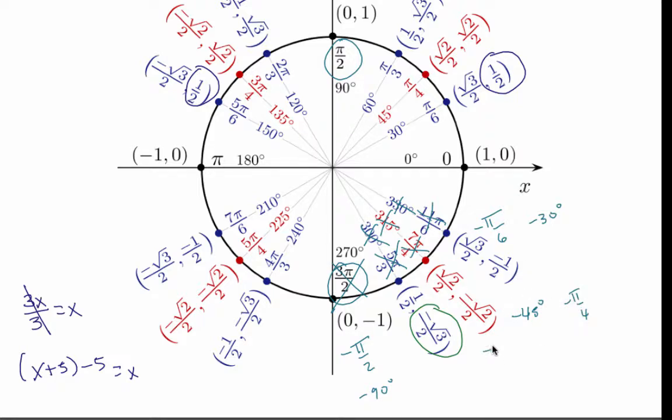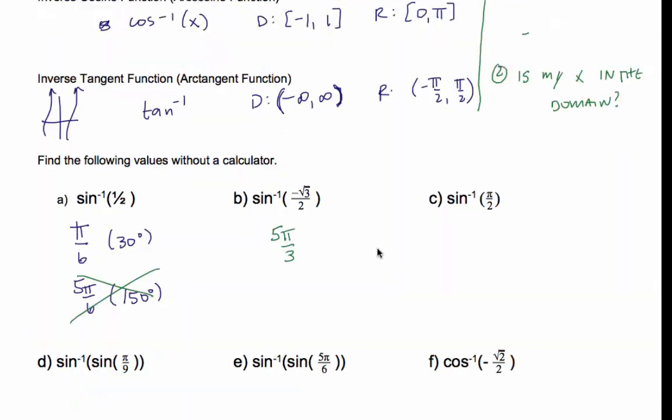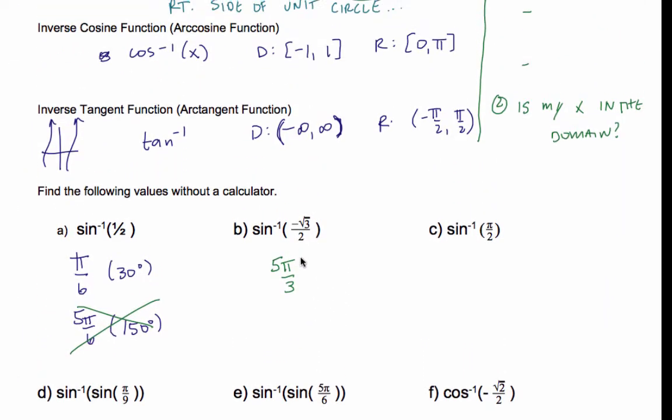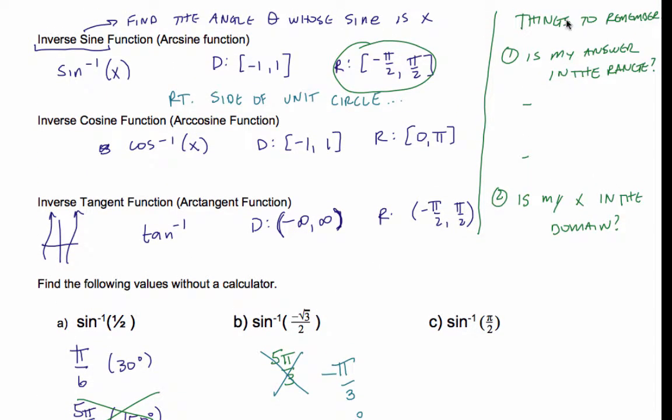And so, yes, it's coterminal, so it's technically the same thing, but in order for it to be considered in the answer, you can't write it like this. It's got to be negative pi over 3, or negative 60. Okay, you can't write it as 300. You've got to write it as negative 60. Okay, and so over here, is my answer in the range? If you get no, then you need to rewrite it as a coterminal angle in the range.